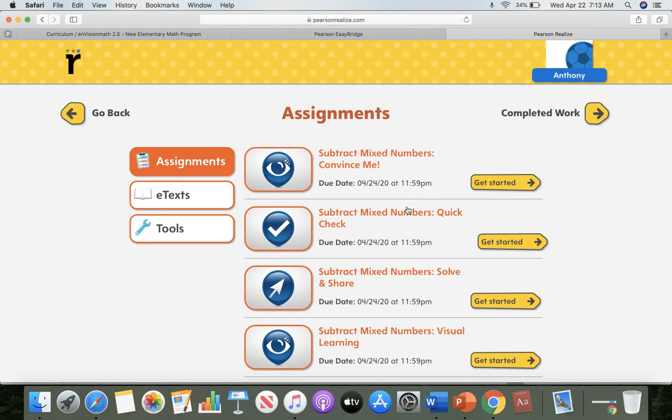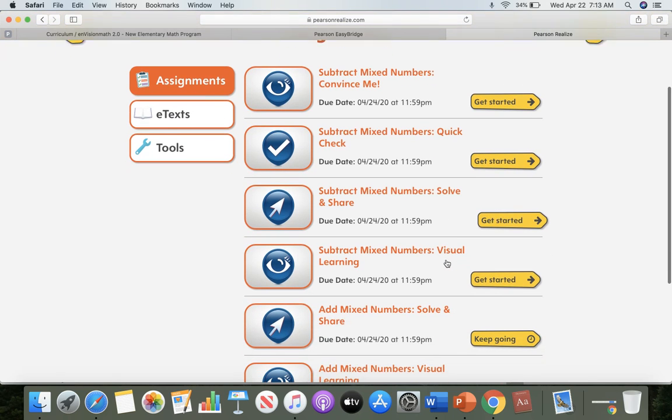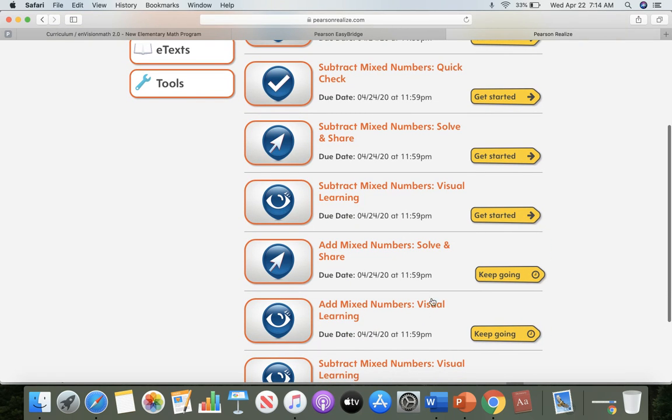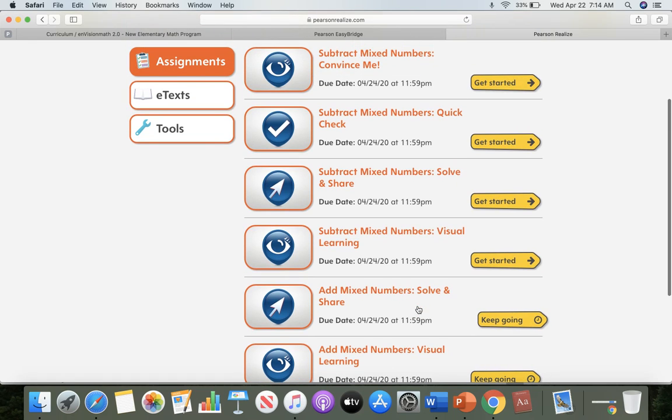Now, you can also watch the visual learning video. I click that arrow at the bottom, and it says Subtract Mixed Numbers Visual Learning. So if the link doesn't work for you, you can come into your assignments, and it is actually assigned. And you can see that Adding Mixed Numbers Visual Learning video is here as well.